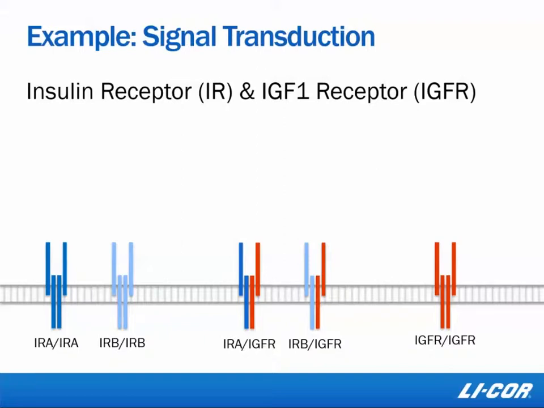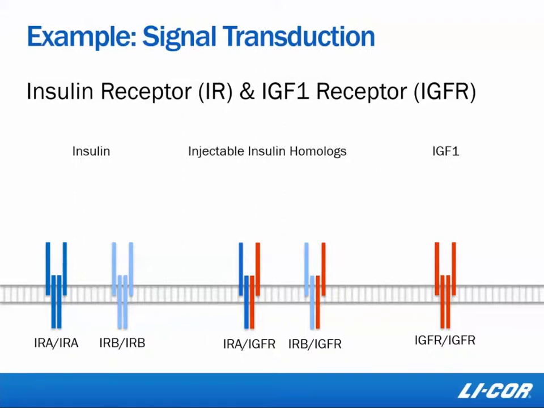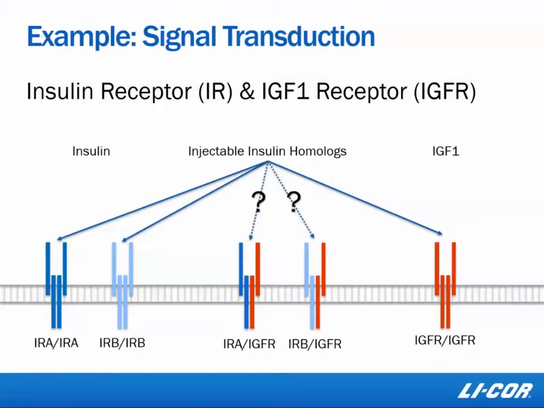Now, if you look at insulin, insulin has high affinity just for the insulin receptor homodimers, whereas IGF-1 has high affinity for IGF-1 receptor homodimers, as well as the hybrid dimers. Now, for a diabetic patient, they may not be injecting insulin to regulate their glucose levels, but rather an insulin homolog. These homologs have been studied extensively for their actions at the insulin receptor homodimers, as well as the IGF receptor homodimers, but before this work, their action at the hybrid receptors was completely unknown.